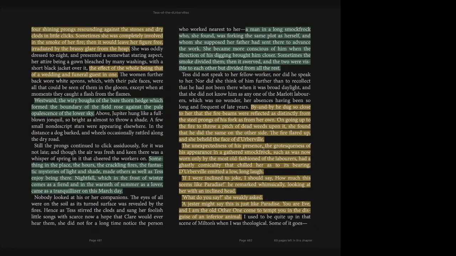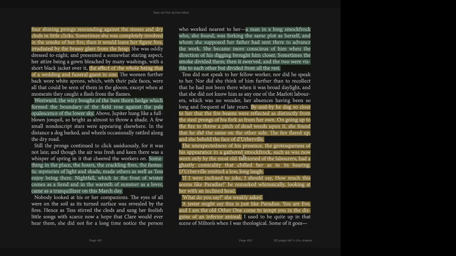"The unexpectedness of his presence, the grotesqueness of his appearance in a gathered smock frock, such as it was now, worn only by the most old-fashioned of the laborers, had a ghastly comicality that chilled her as to its bearing. D'Urberville emitted a low, long laugh." How devilish. And then he continues on.